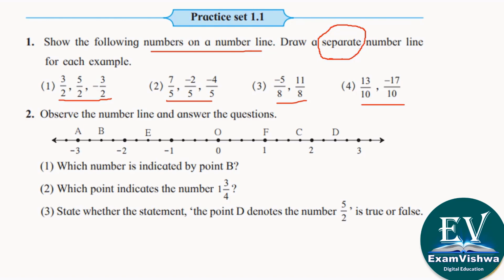In the first case, between 0 and 1, this is 1. You will have only 2 divisions. 1, 2. It will reach here. So this will be 0, 1 upon 2, half. This will be 2 upon 2. The answer becomes 1. Correct. Like that, according to the denominator given, you have to make the number line.